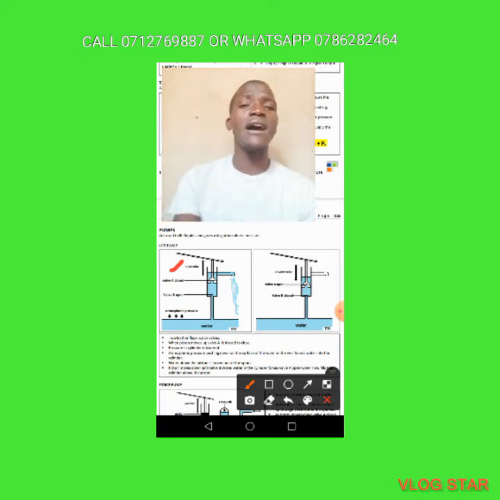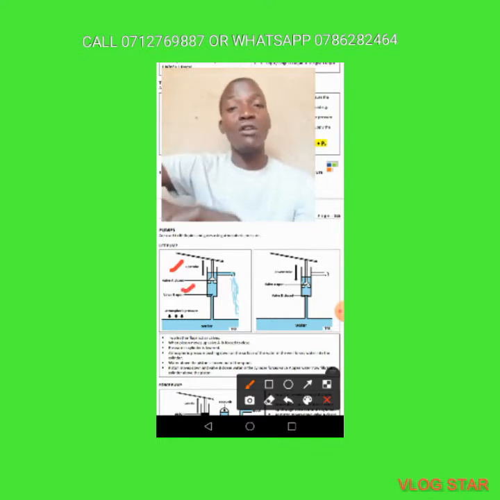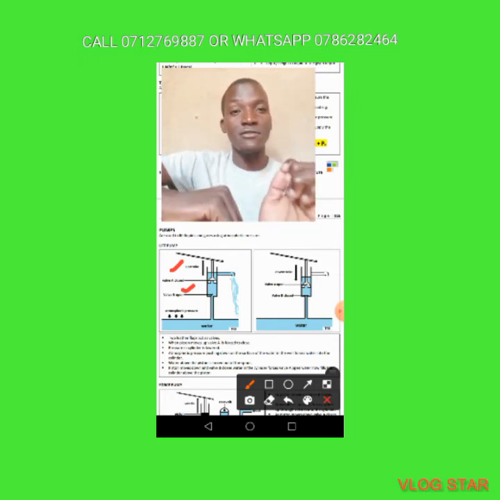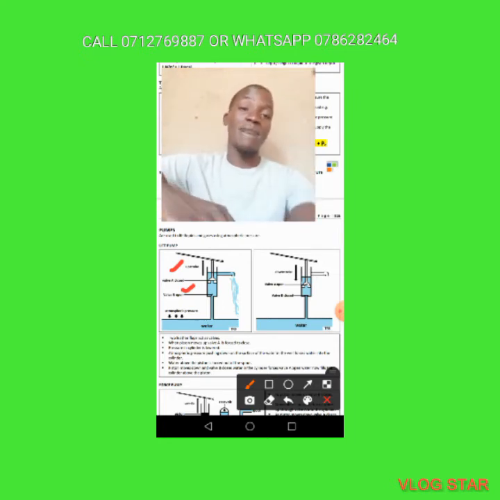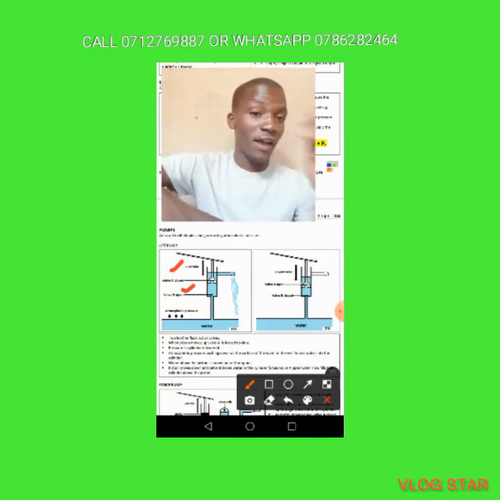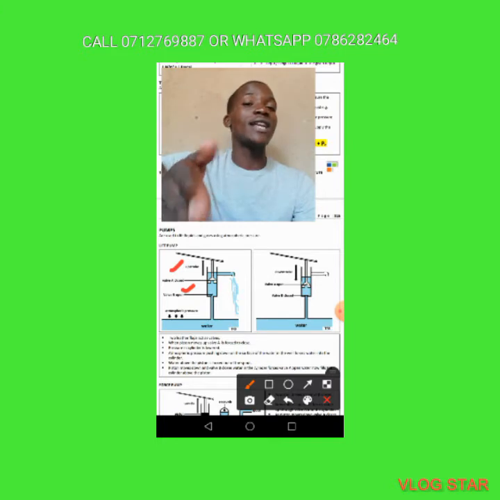I'm not going to say this is valve A, because I might confuse you if the question comes and says, describe how a lift pump works. The diagram might not be there, so you must describe using the real names. This valve is called the upper valve. Then this one, valve B, is called the foot valve. So valve A is the upper valve, and valve B is the foot valve. Now I am going to explain how this works.